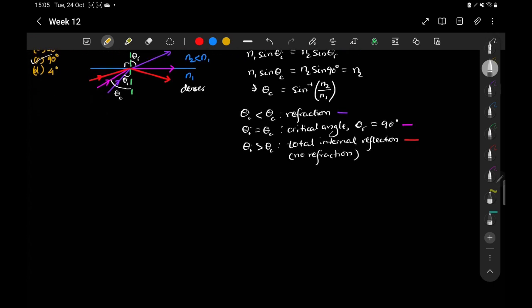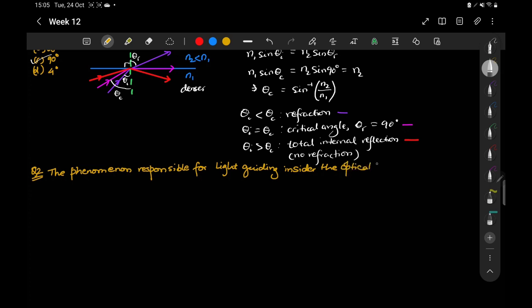Okay, so moving forward. Question 2. The phenomenon responsible for light guiding inside the optical fiber is what? We have 4 options.